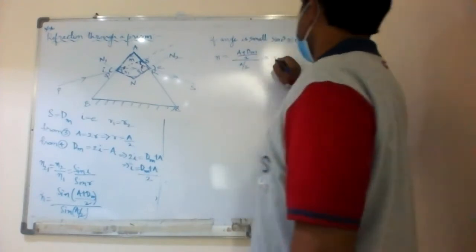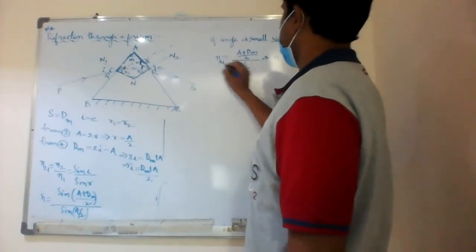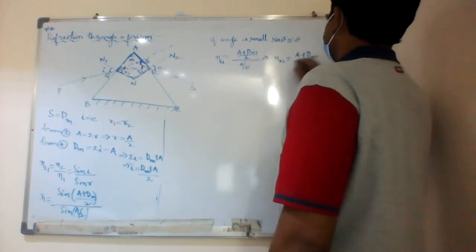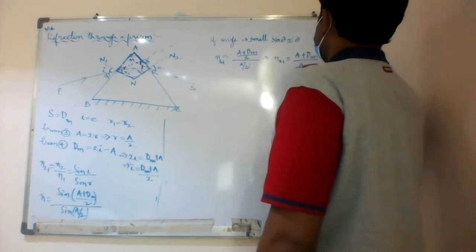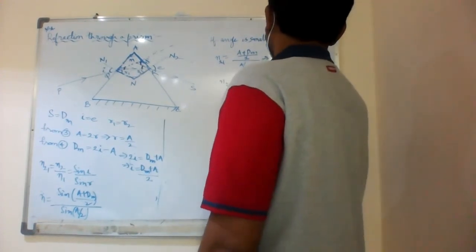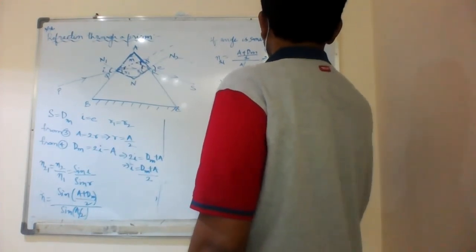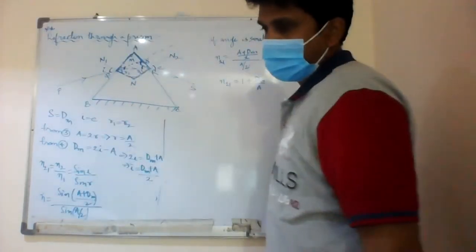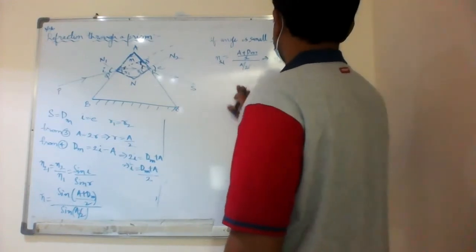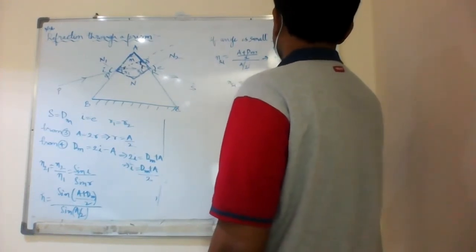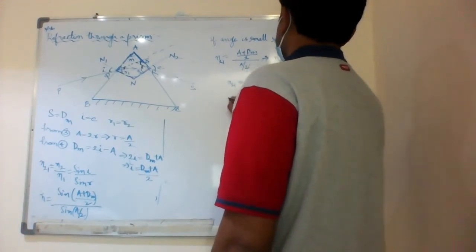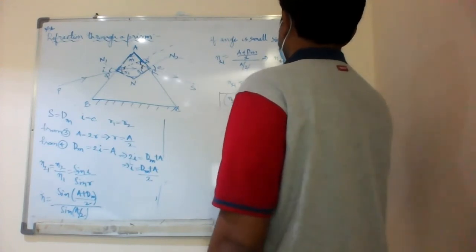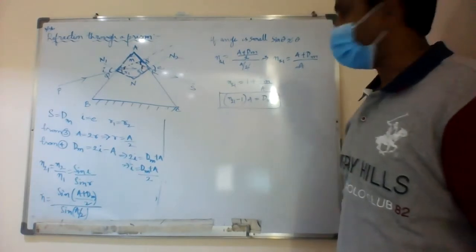So what will happen now? n equal to n21, right? This is n21. n21 will become equal to, the 2 and 2 will get cancelled, (A plus Dm) divided by A. So n21 will become equal to 1 plus Dm by A. Or we will do it like this: n21 equal to 1 plus Dm by A, so (n21 minus 1) into A equal to Dm.